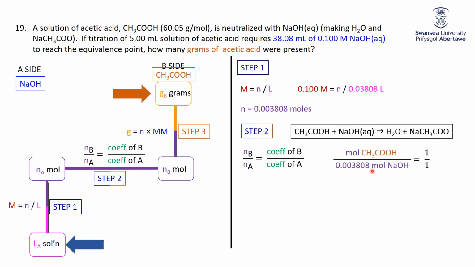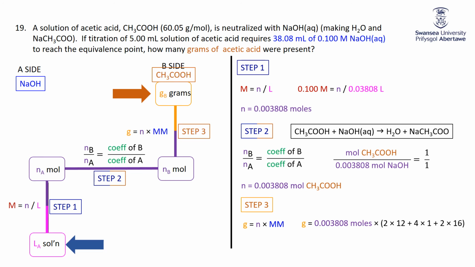So pop everything in. Moles of acetic acid we don't know. Moles of NaOH we do know from step 1 and 1-to-1. So we got 0.003808 moles of acetic acid. And step 3, very familiar, moles to grams, using a relationship that we've used a ton of times before, giving us 0.228 grams of CH3COOH. Should point out that to get this formula, I just put everything together. So we got 2 carbons, 3 plus 1, 4 hydrogens, and 2 oxygens.